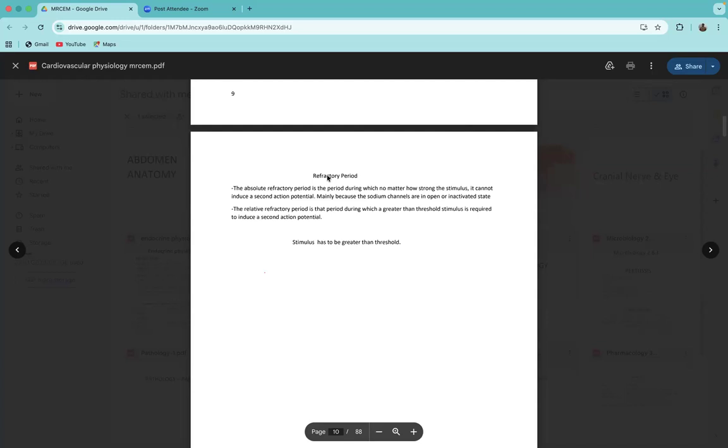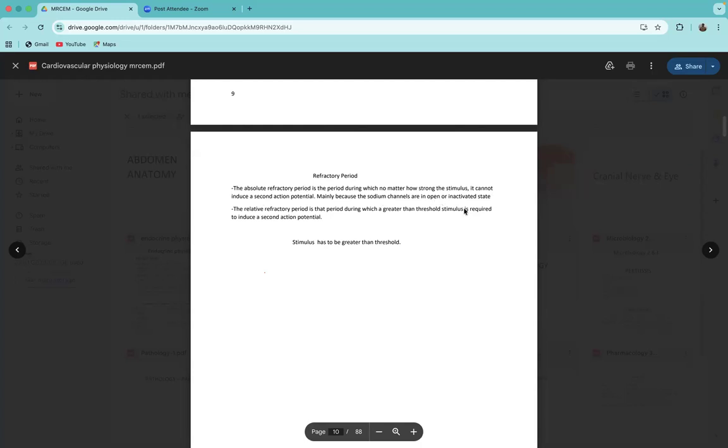So what is refractory period? Refractory period is divided into two types: one is the absolute refractory period, and the other is the relative refractory period, right? So what is the absolute refractory period? During the absolute refractory period, if you give the cell whatever amount of stimulus you can, there will be no action potential, right? No matter how strong the stimulus is, it cannot induce a second action potential, mainly because the sodium channels are in open or inactivated states.